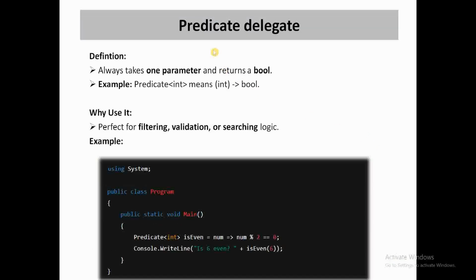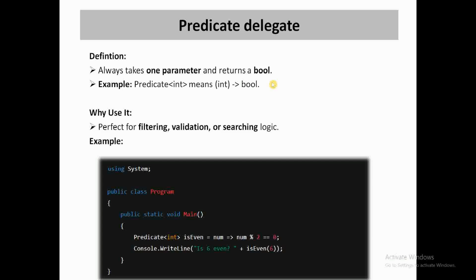Next one we have the predicate delegate. This is the third type of generic delegate. It always takes one parameter and returns a bool. So if we want to send only one parameter, then only we can go with predicate. And also here is the thing, it only returns a bool value, meaning true or false.